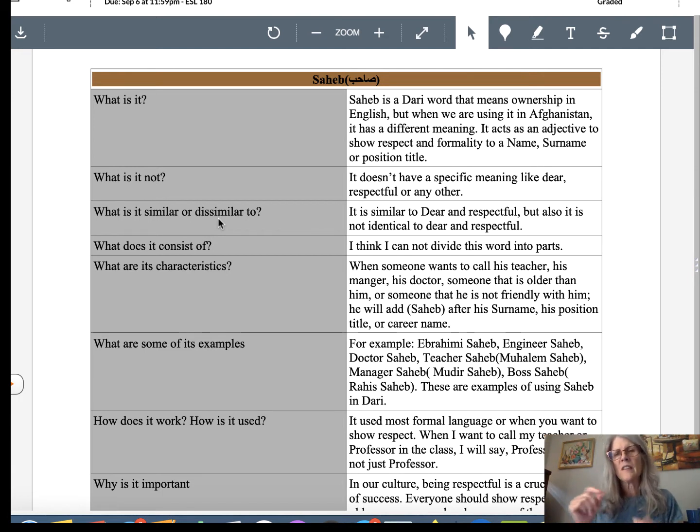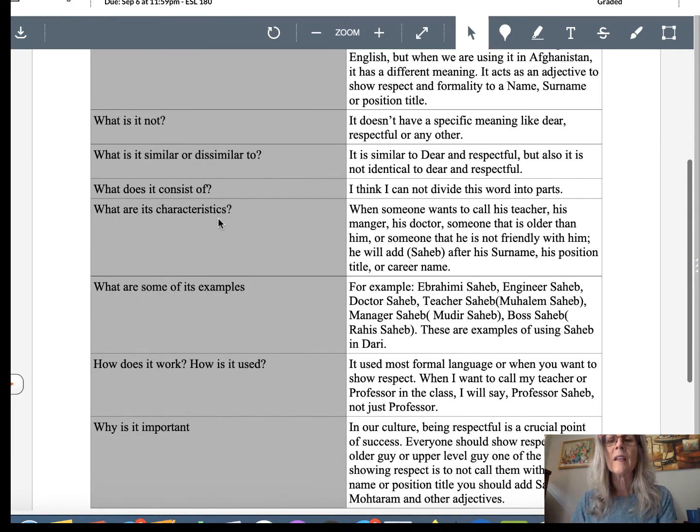So this has to do with language, obviously, but it also has to do with a term that shows respect. So he chose sahib, he said, is a Dari word that means ownership in English. But when we are using it in Afghanistan, it has a different meaning. It acts as an adjective to show respect and formality to a name or a surname or to a position or title. Okay, kind of like what we were just reading, right? It doesn't necessarily mean dear or something like that. It's similar to it, but it's not identical to dear. Okay, so I'm going to have you expand on that a little bit later.